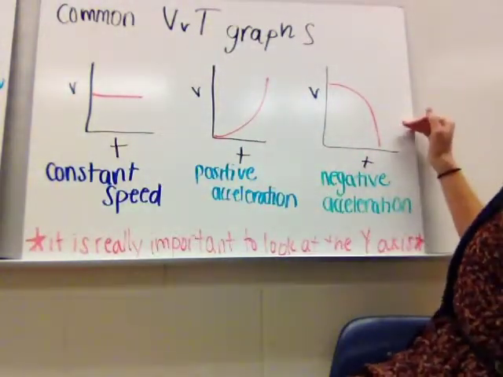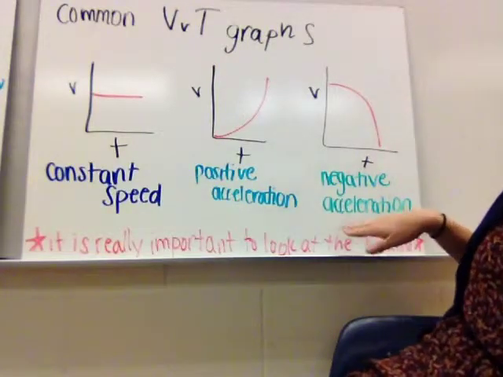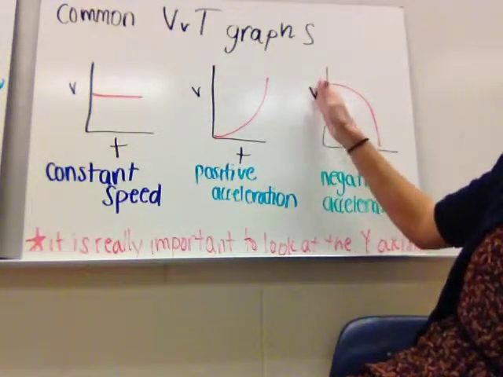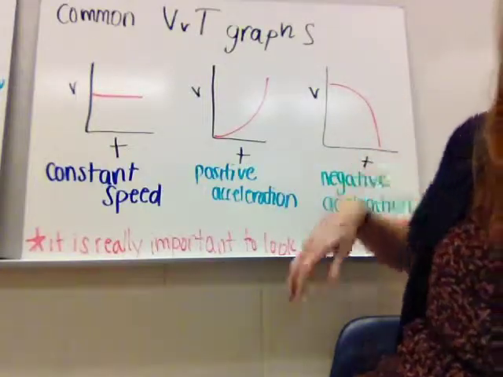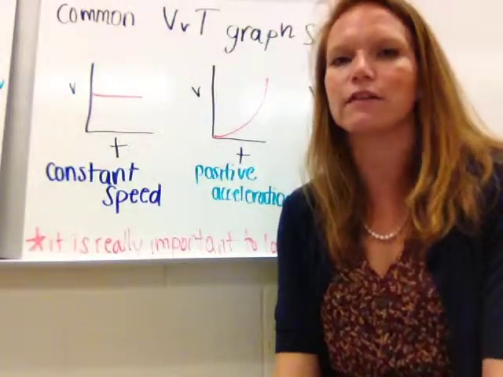And then last but not least, if the line slopes downward, that's negative acceleration, the velocity is decreasing, it's slowing down. That's all for velocity versus time graphs.